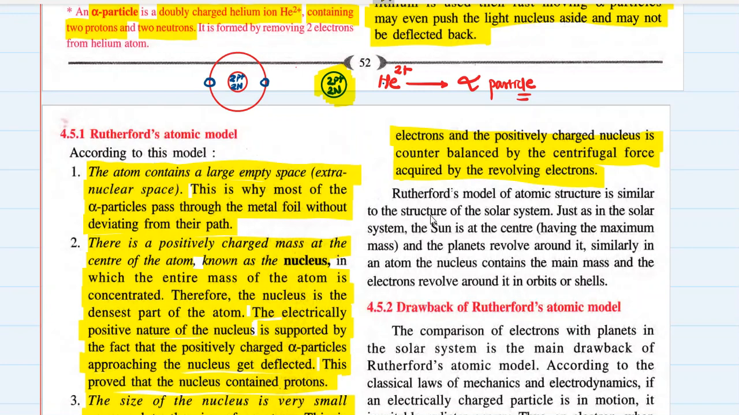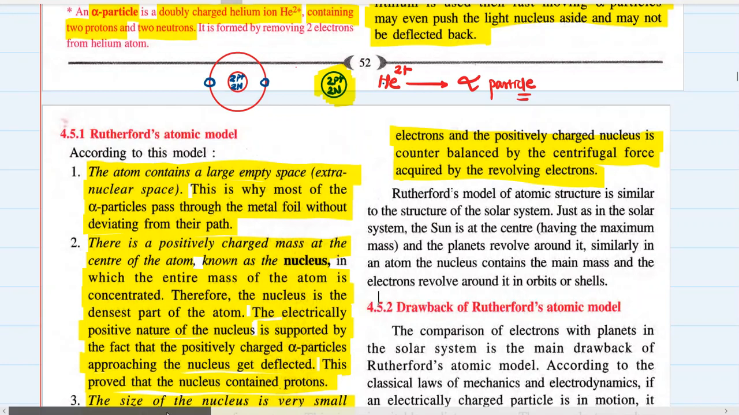So centrifugal force is directed away from the center, and the force of attraction of the electrons towards the nucleus is directed towards the center. Away from the center is the centrifugal force of the electrons which are revolving in the circular orbits, and these two forces balance each other, and that's why the atom is stable.